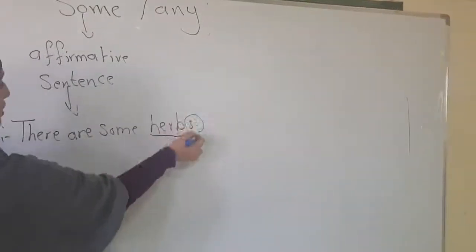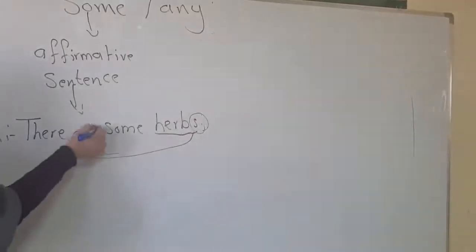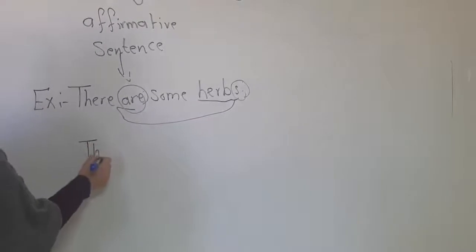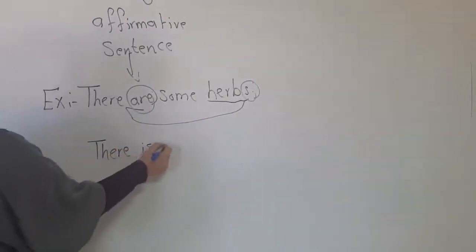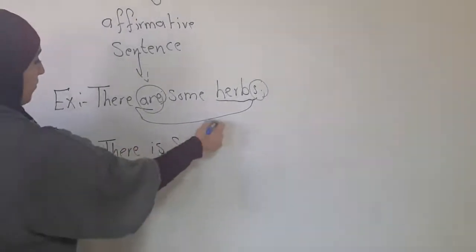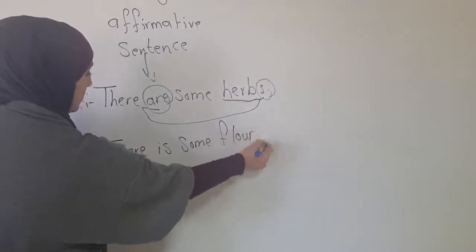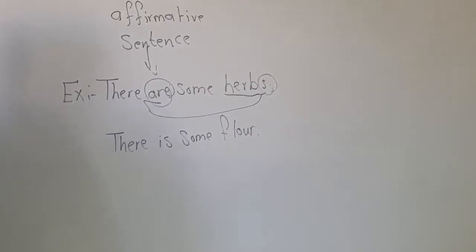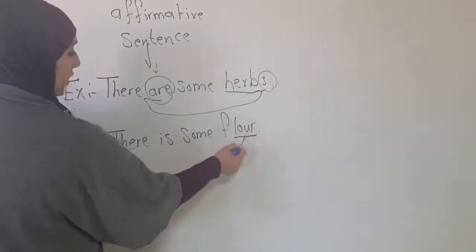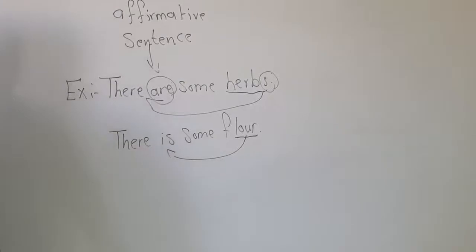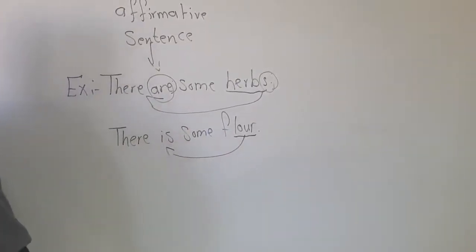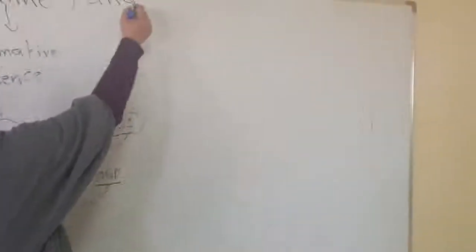Herbs, plural, so you have to write here are. Another example, there is some flower. Full stop. It's an affirmative sentence. Flower singular, so you have to put here is. Now, let's move to any.